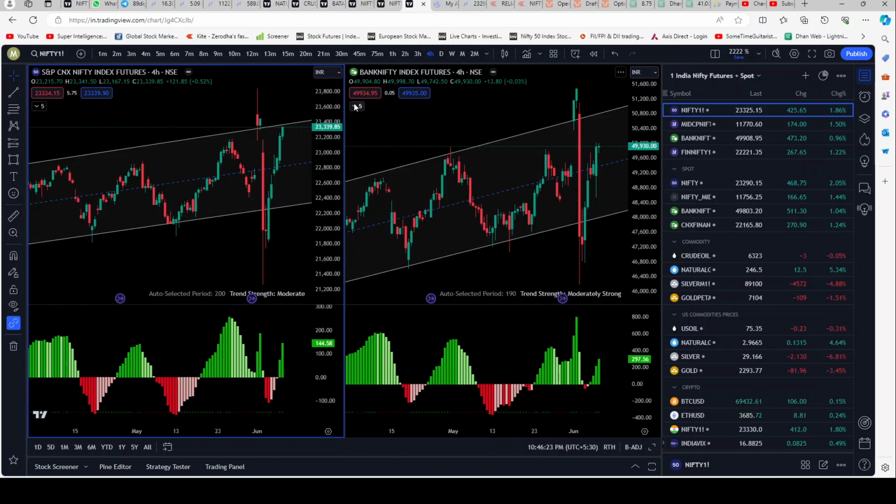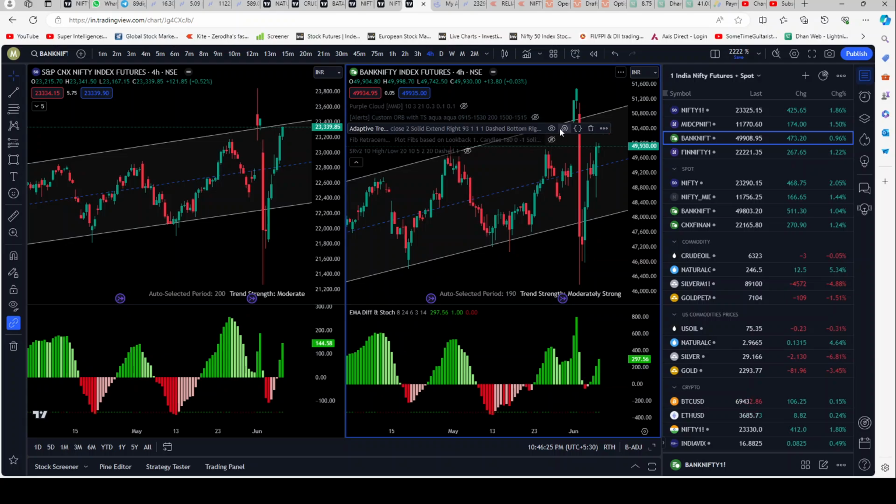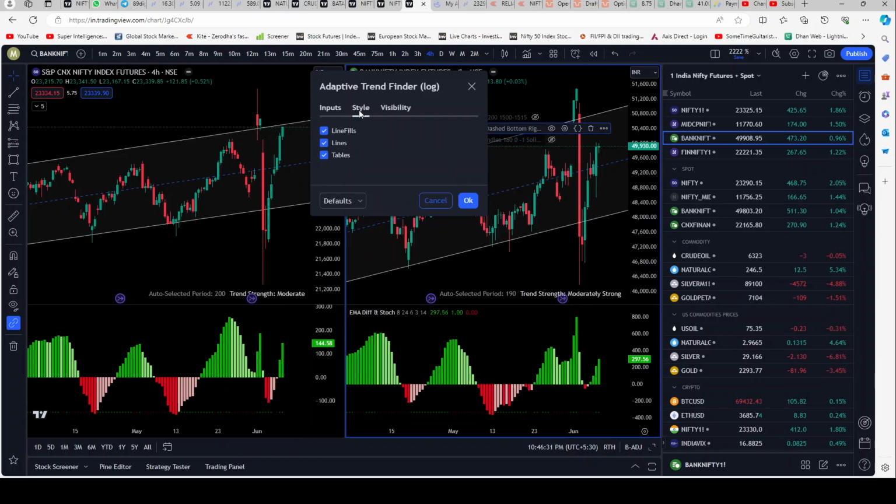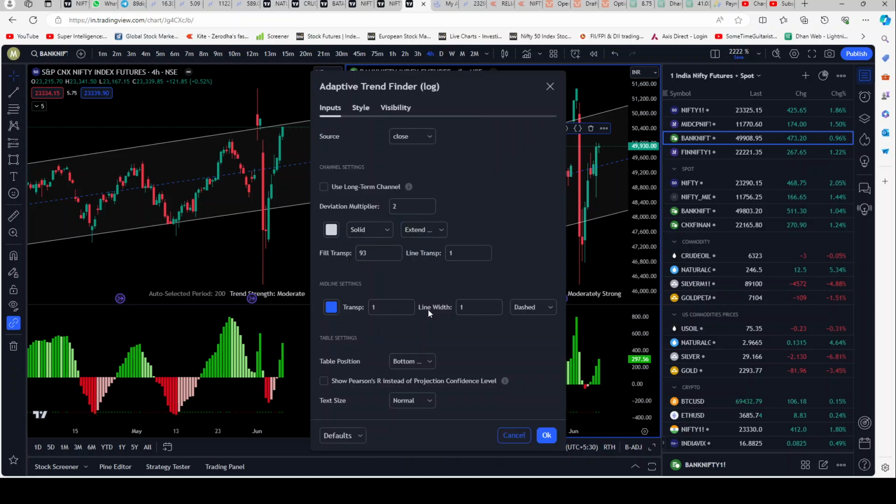I don't think I've made any changes to the adaptive trend finder apart from the visibility of these two lines on top and the center line. In the style section, no changes. In the inputs, I have not changed anything apart from the visibility. I don't think there's much to change to begin with. So I've left everything aside. Only the visibility of the lines, I've made it more prominent so that you can see it.